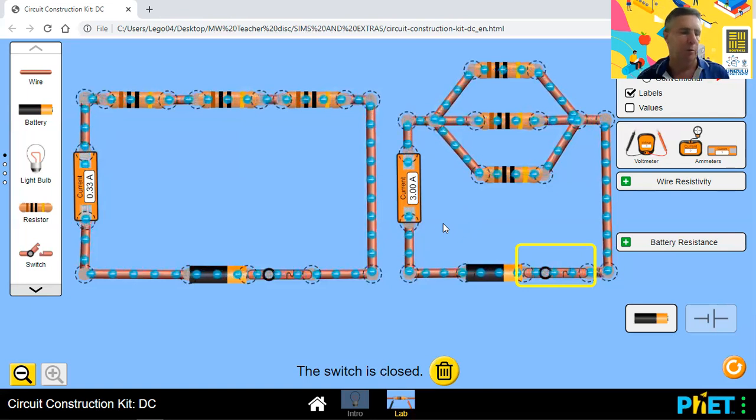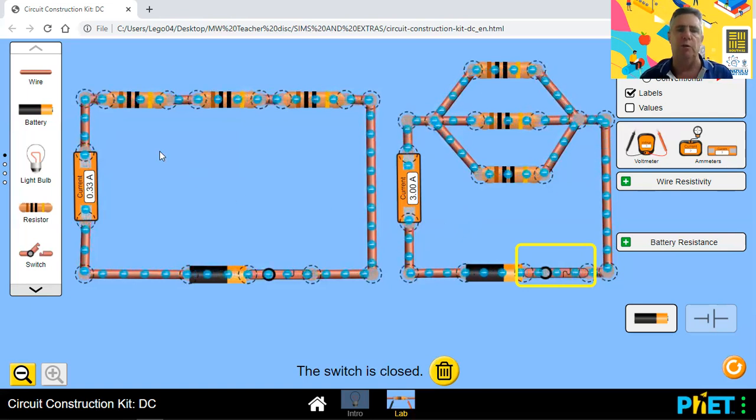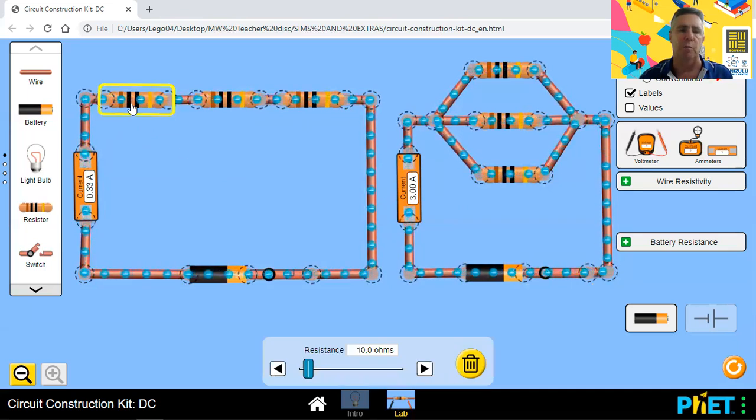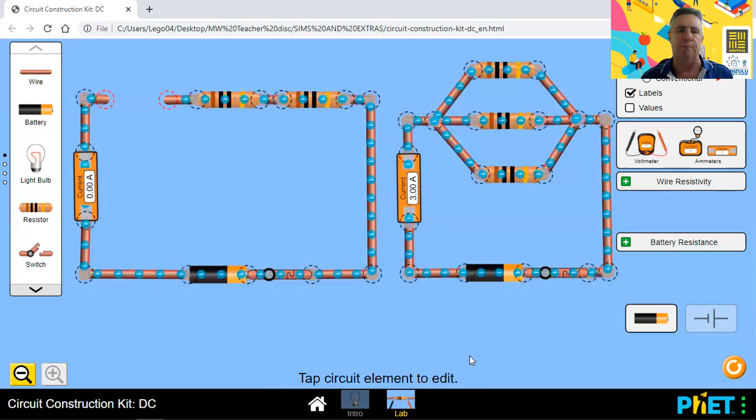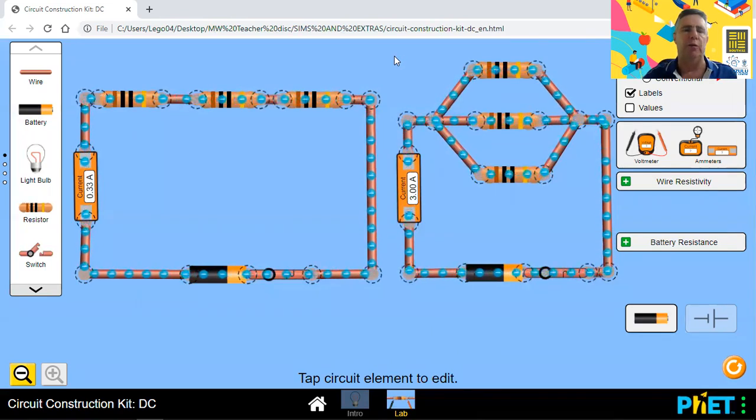Now this affects point number 2. Point number 2 says because all the current has to pass through every resistor, if I remove one resistor like that, you can see the current stops flowing. Ammeter reads 0 and the electrons are no longer moving. And with the resistor back in, the current is flowing again.